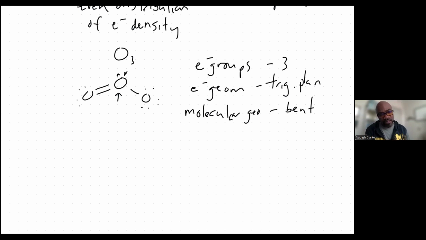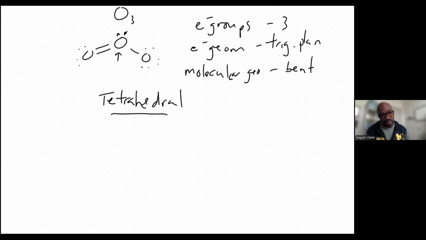Let's look at the tetrahedral family. There are three in the tetrahedral family. We're going to look at ammonia. Here's a little structure for ammonia. How many electron groups do you have?